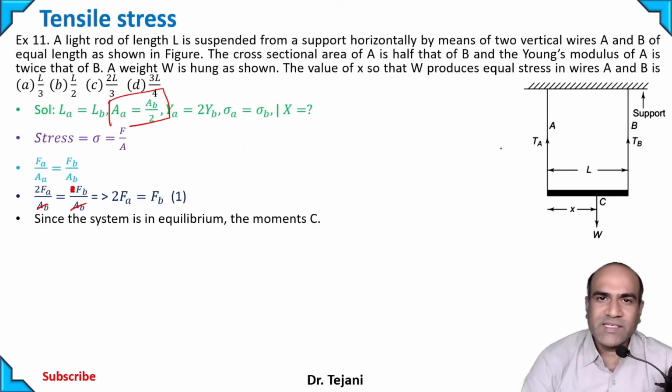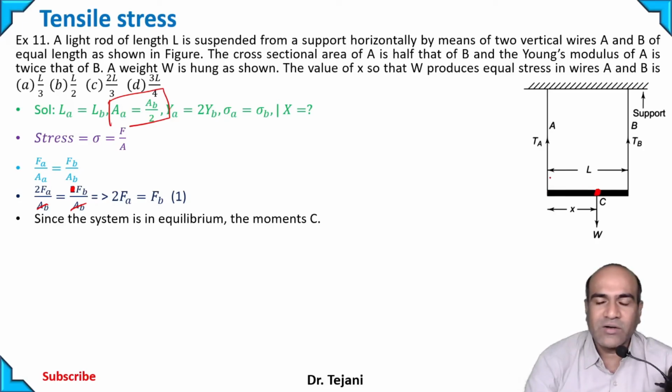Then see, the system is in equilibrium. It is not moving. So we know that we can take moment. We know that the vertical forces are constant, horizontal forces are constant, and the summation of vertical forces is 0. The summation of horizontal forces is 0, and the summation of moment is also 0. We know that the algebraic sum for an object in equilibrium should be 0. So let's take moment about point C. We are taking moment about point C.